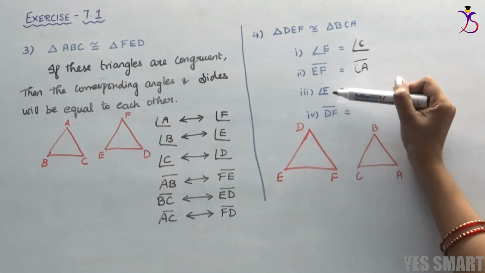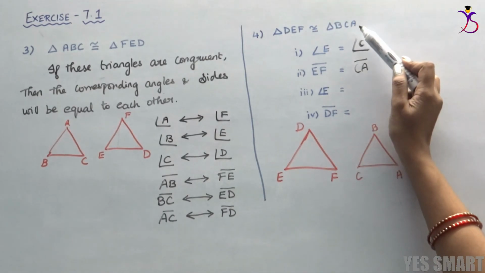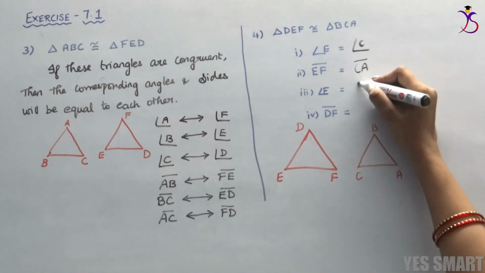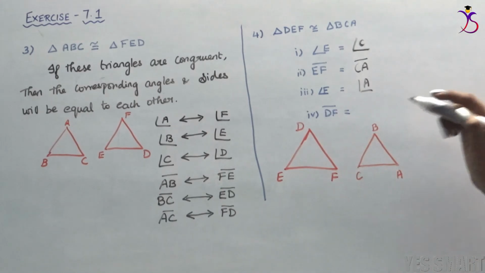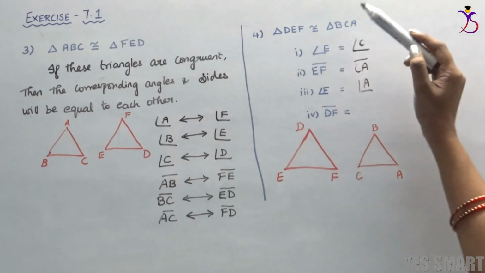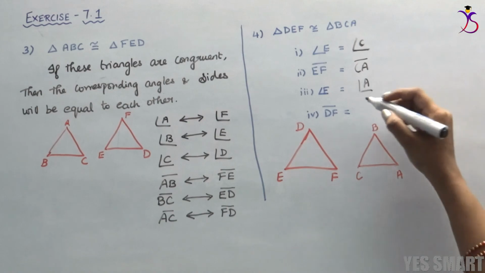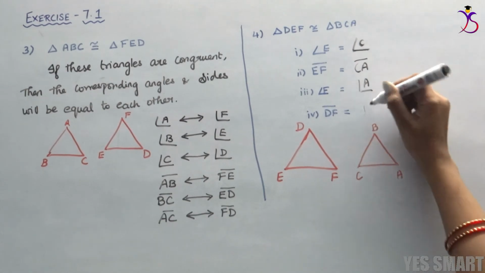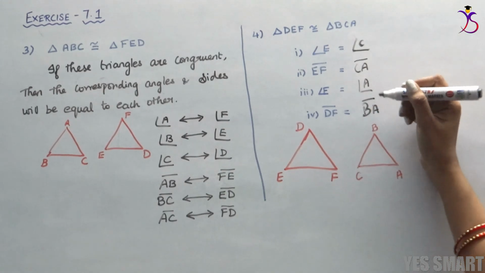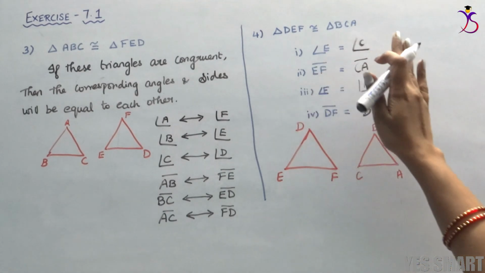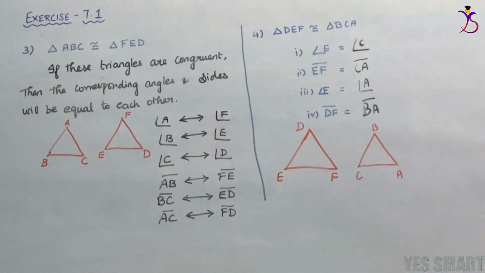Now, angle F, which is the last letter in this triangle, corresponds to angle A. So, angle F equals angle A. If we check the diagram also, we will get the same answer. And the fourth one, DF, the first and third letters. Similarly, the first and third letters of this triangle are BA. So, BA. If you compare it with the diagram also, we will get the same. With this, we are completing exercise 7.1.